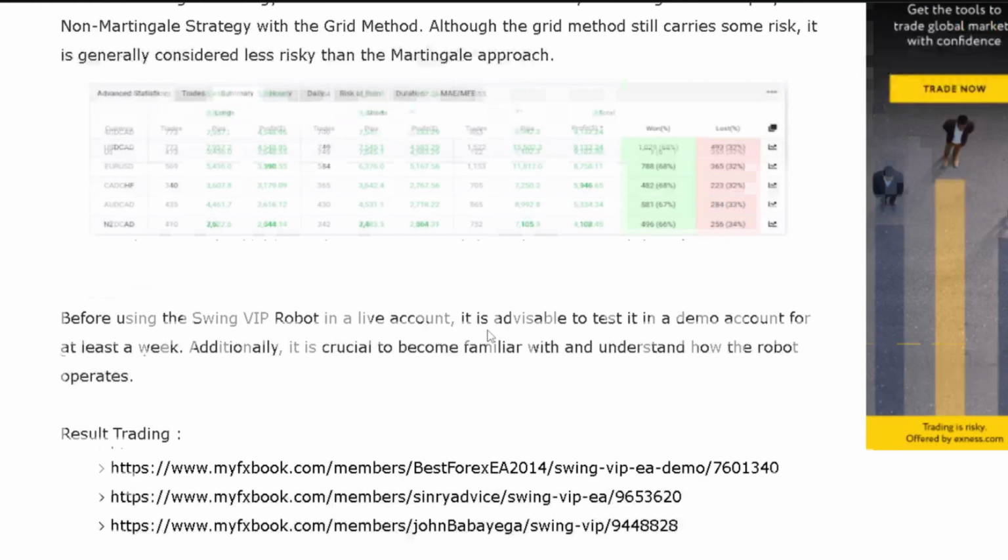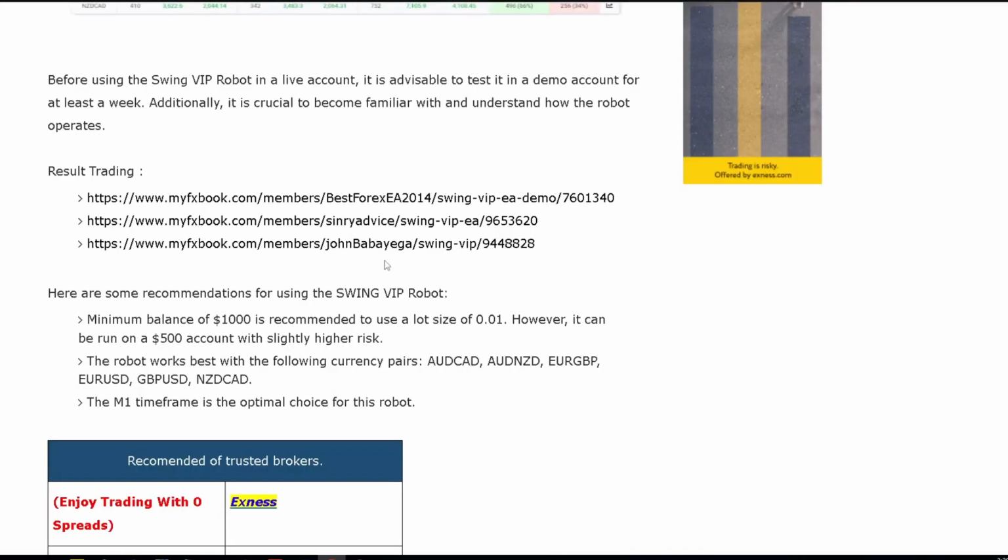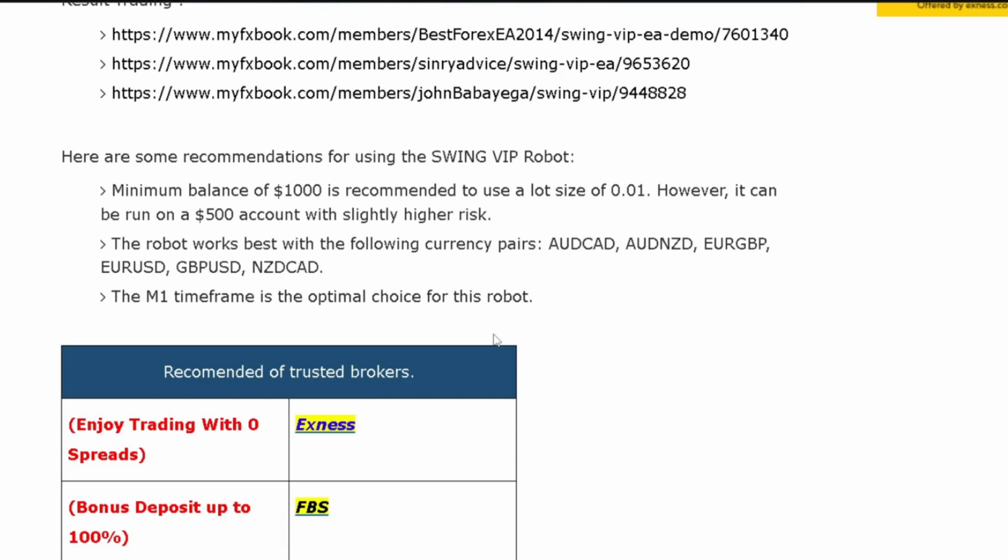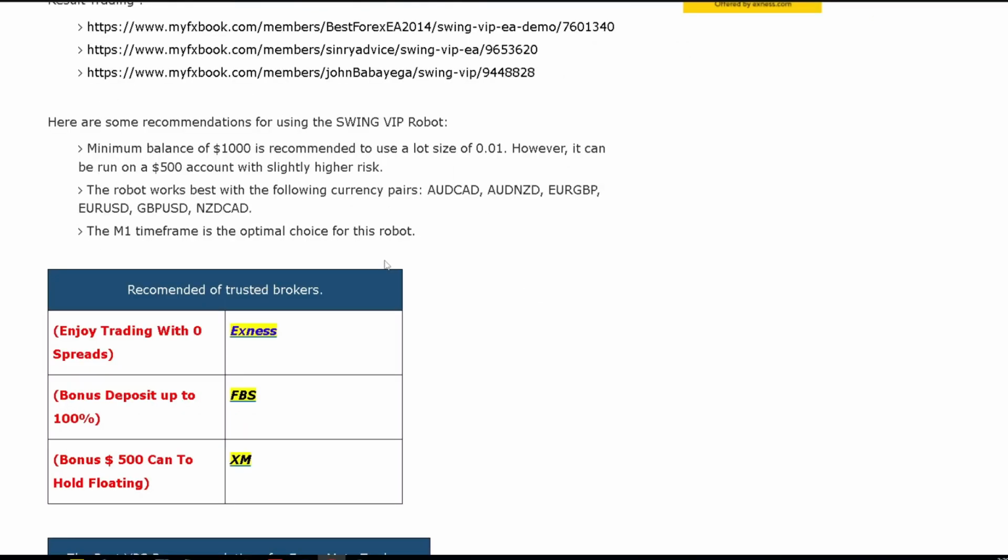Before using VIP Swing robot on a live account, it is recommended to test it on a demo account for at least 1 week. In addition, it is very important to understand how the robot works before using it. The advice to test this EA is with a capital of at least $1,000. With a capital of $1,000, the trade size opened is 0.01 lot. However, it is recommended to be more careful when using $500 capital because it is more risky. For pair recommendations, you can pay attention to currency pairs from AUD/CAD to NZD/CAD with a 1-minute time frame or M1. However, you can also try using another currency pair.